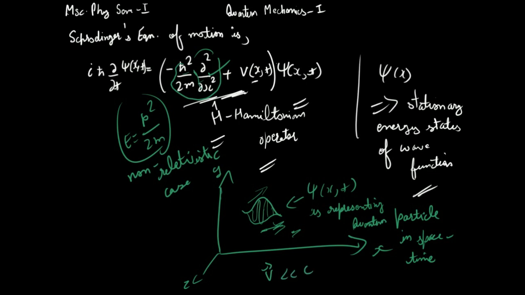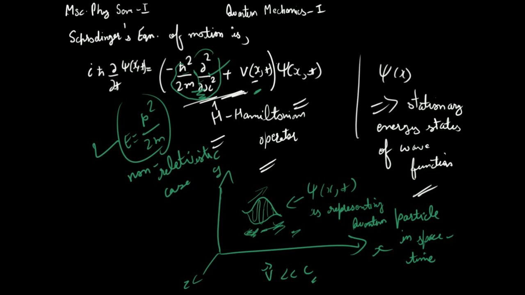V is less than c. C is the speed of light. So in that case, this is a non-relativistic case. The kinetic energy of this quantum particle is given by E equals p squared upon 2m. This term is representing the kinetic energy, and this term is representing the potential energy. So this is the whole energy operator.